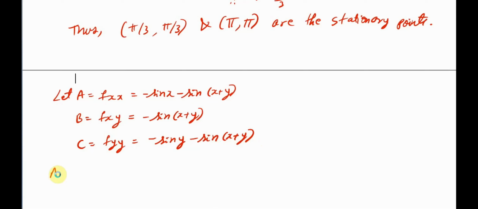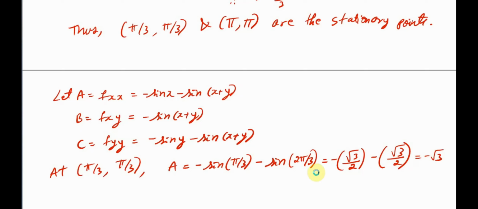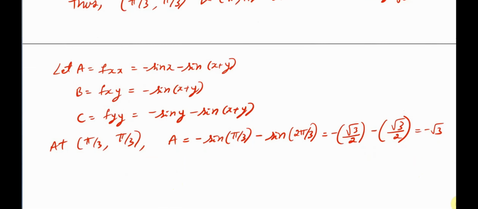Now I will substitute at point. First point I will take, that is stationary point, pi by 3, pi by 3. So let us see what is a value. So a will become minus sin pi by 3 minus sin. So here x and y are same, so pi by 3 plus pi by 3 it will become, yes friends, it is 2 pi by 3. If you simplify this, you get this as minus root 3 upon 2 and minus, again this is root 3 upon 2 only. Ultimately if you simplify, you will get this as minus root 3. So a we have got this as minus root 3.